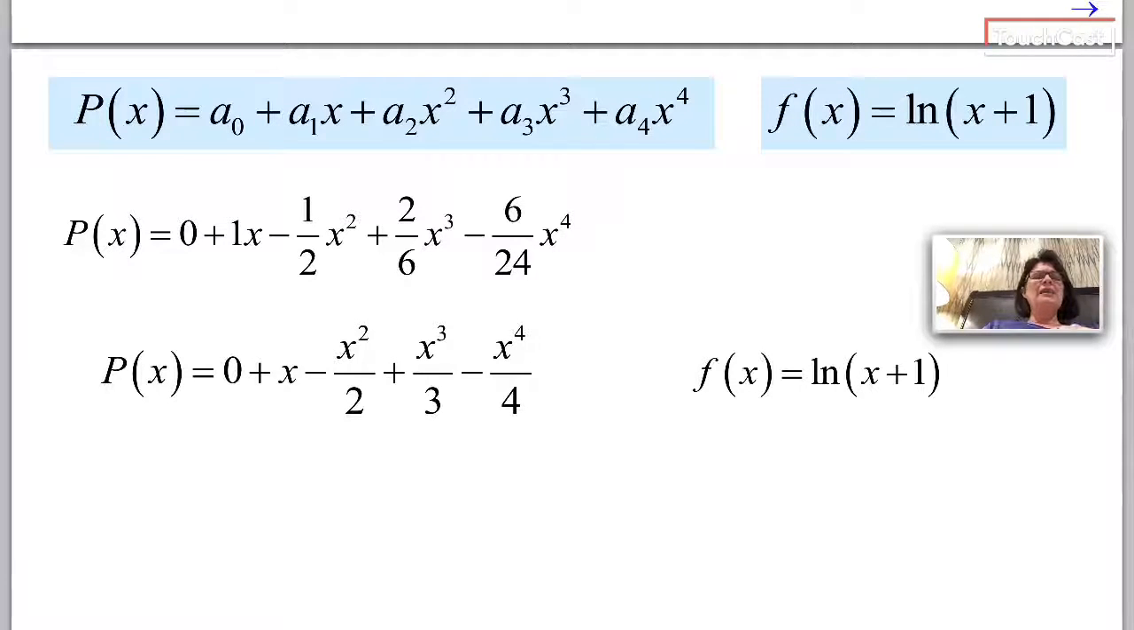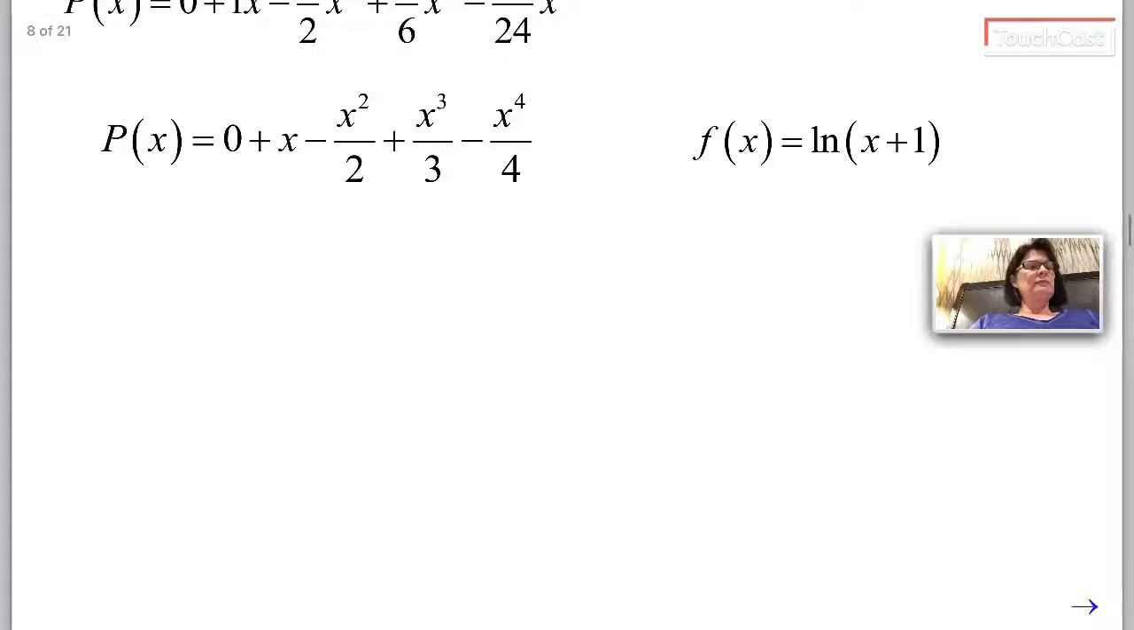Okay, so here we go. And that's interesting, so check out how that simplifies: 0 plus x minus x squared over 2 plus x cubed over 3 minus x to the 4th over 4. So that's a pattern that we're going to notice.